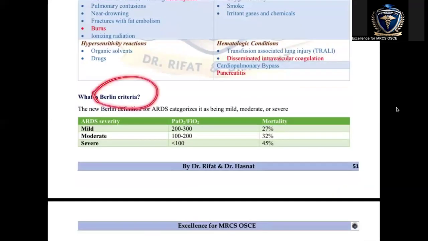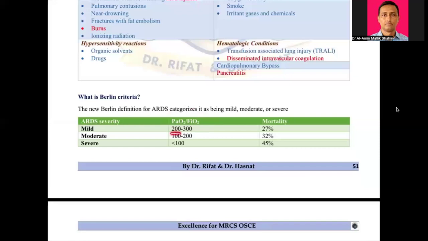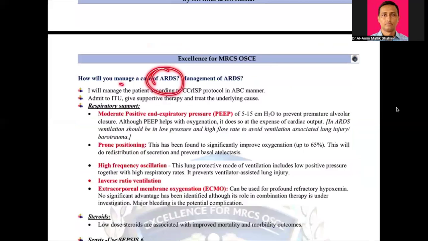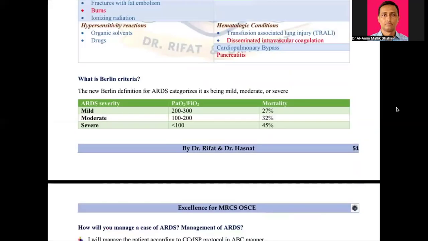So what is the Berlin criteria? That is the PaO2/FiO2 ratio, normally more than 400. When it becomes 200 to 300, the mortality is 27%. When it becomes 100 to 200, 32%. When it is severe, less than 100, the mortality is 45%. Just have a look here, it is not that important. In ARDS, the pressure will go to less than 26, to 6.6.